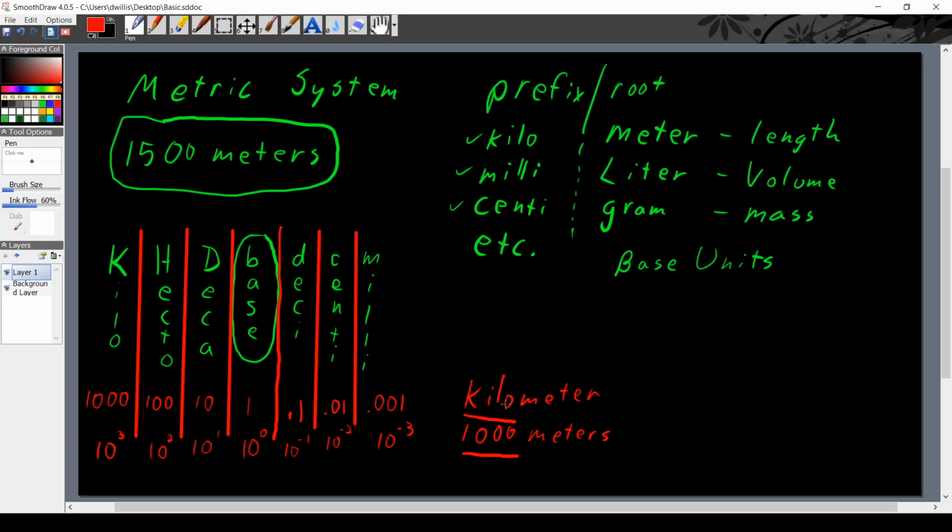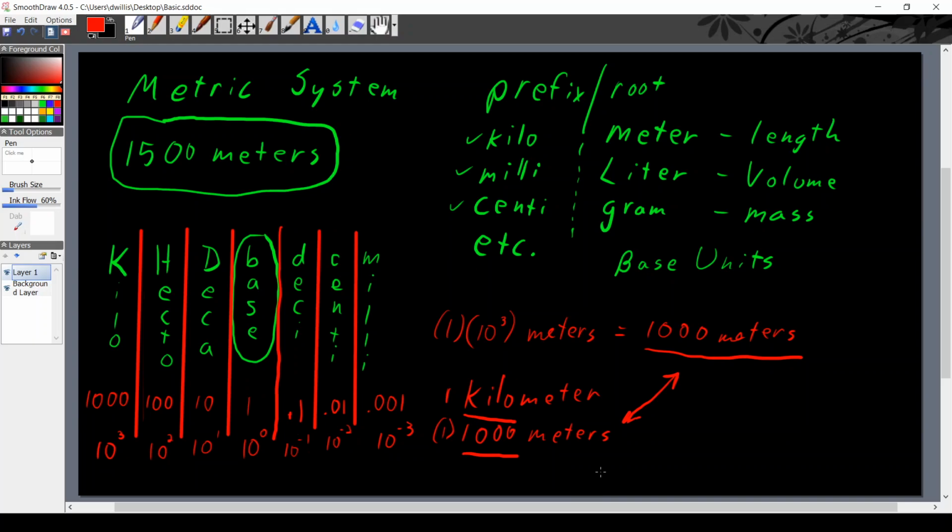So just as I had 1 kilometer, which meant 1 times 1,000 meters, because the prefix kilo means 1,000, I could also substitute kilo for 10 to the third. And that, of course, would still equal the same 1,000 meters that I had down here. And so we can see that those are equivalent.